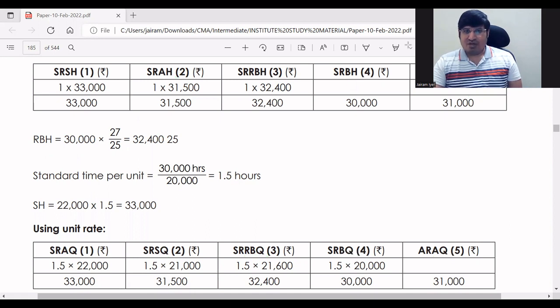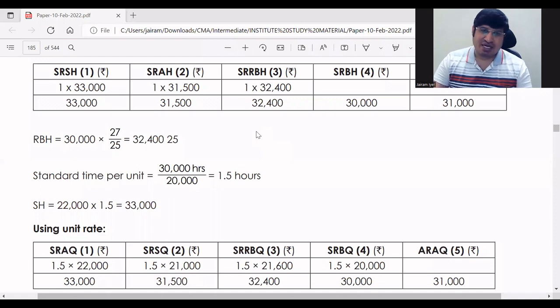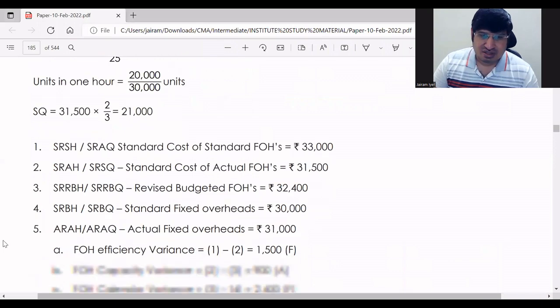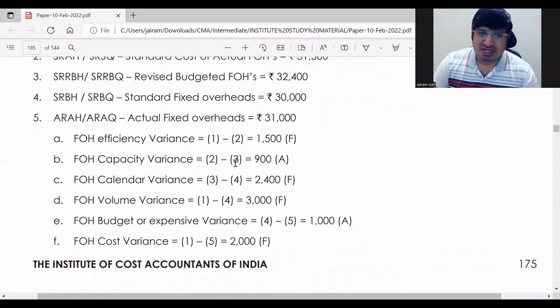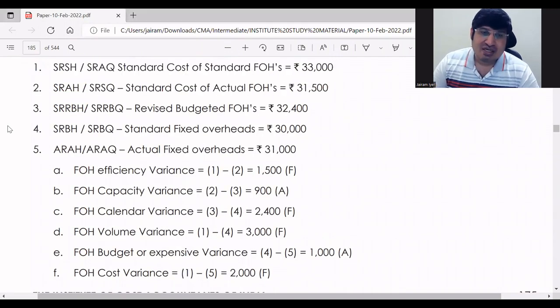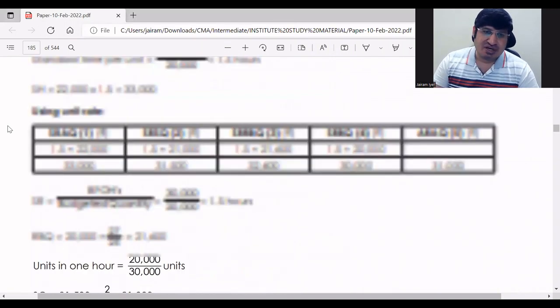Okay. So we will now solve this problem. In this we had capacity variance, your capacity variance, it is always 2 minus 3. Okay, this 2 minus this 3. See here, this capacity variance is always 2 minus 3. I'll tell you why. In that problem they have not asked for capacity variance. So I showed you that they did not ask capacity variance.